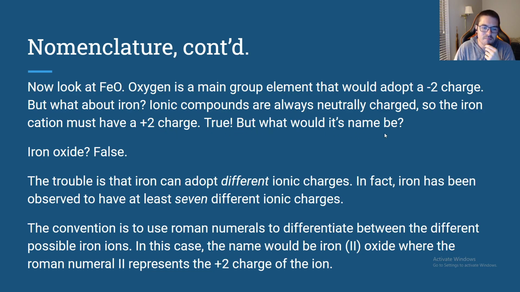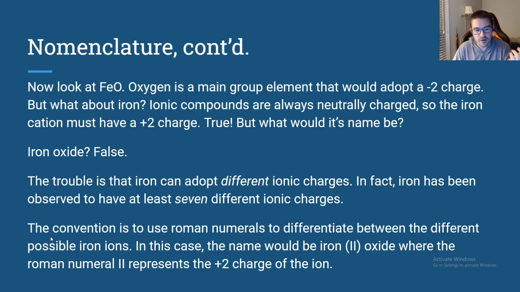But what would its name be? Are you thinking iron oxide? Because that is false, okay? And here's the trouble, okay? The problem is iron actually has the ability to adopt several different ionic charges, okay? Not all iron is going to have a positive 2 charge. Iron can have like 7 different ionic charges. In fact, some of them can be negative. It can have a charge of like +2, +3, +6, right? So that's why the transition metals are a little bit messy, okay?